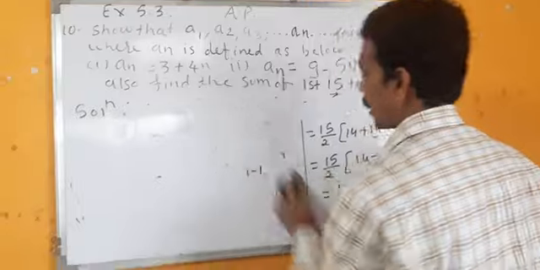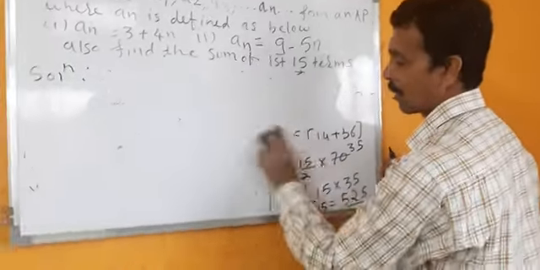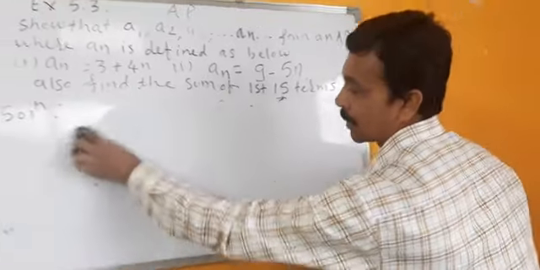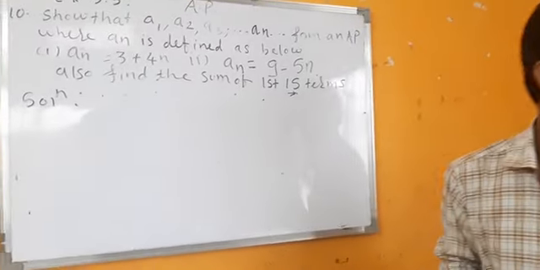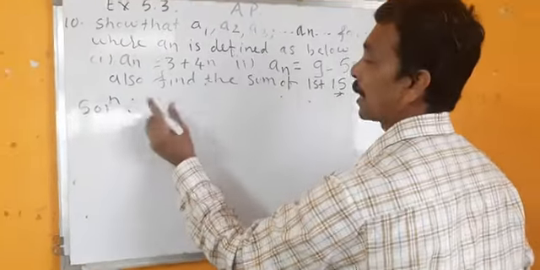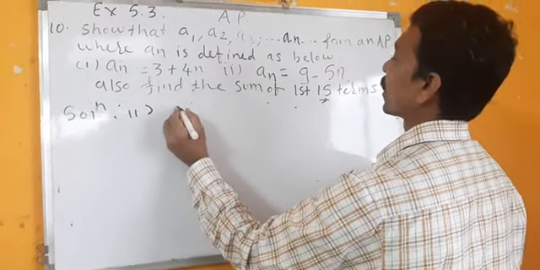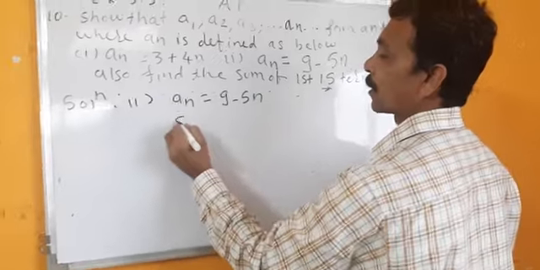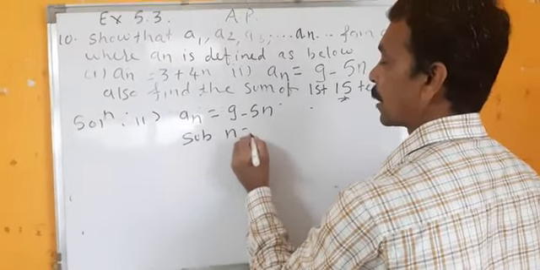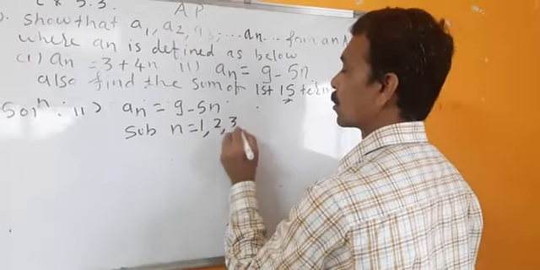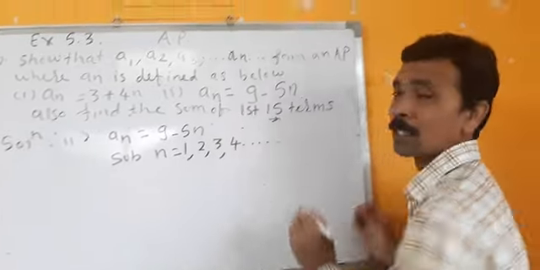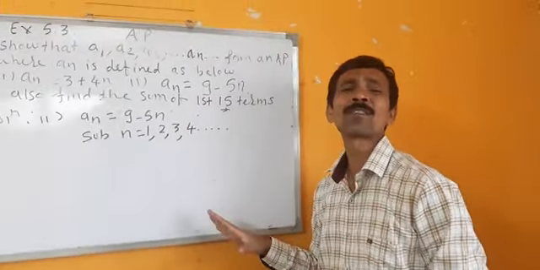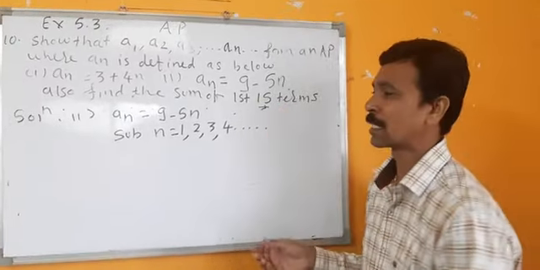And as I have told you, when we don't have the values of N, A and D, we have to substitute the values of N as 1, 2, 3, 4. Right? Second bit is AN is equal to 9 minus 5N. Substitute N equal to 1, 2, 3, 4 and so on. Same procedure you have to follow that we have done in the first case. Right?